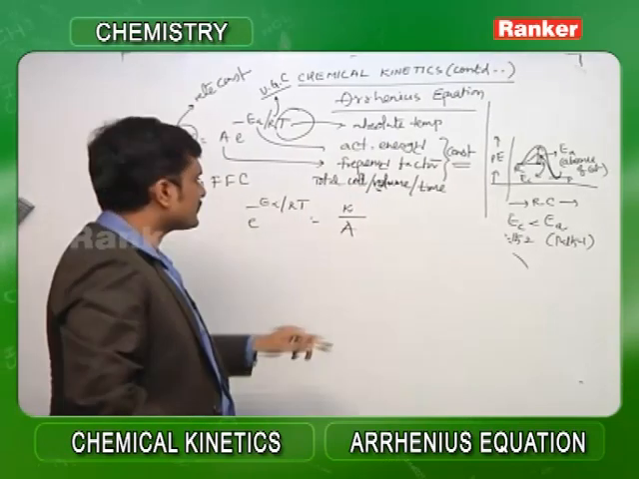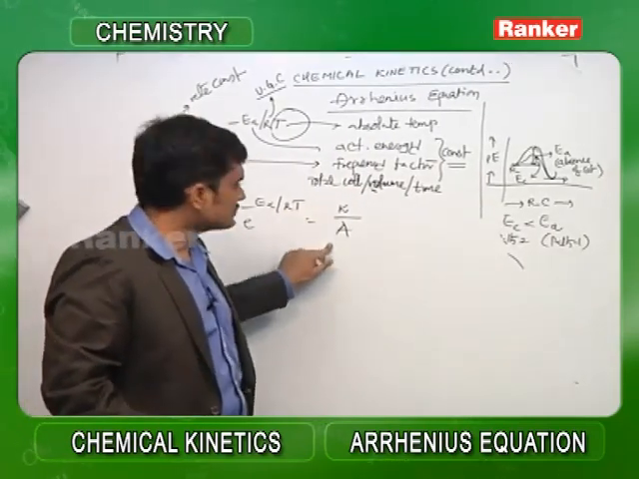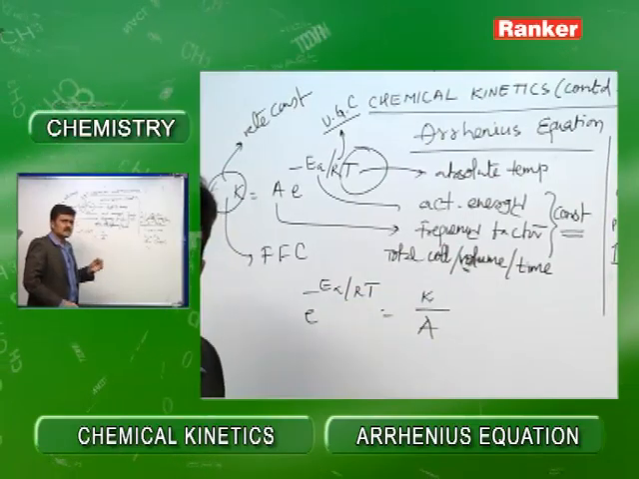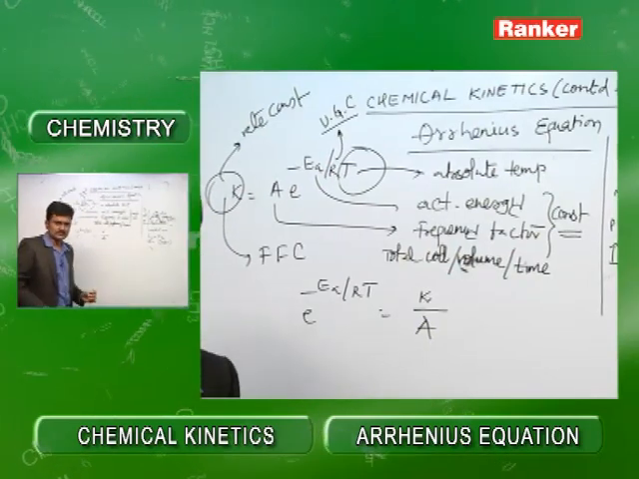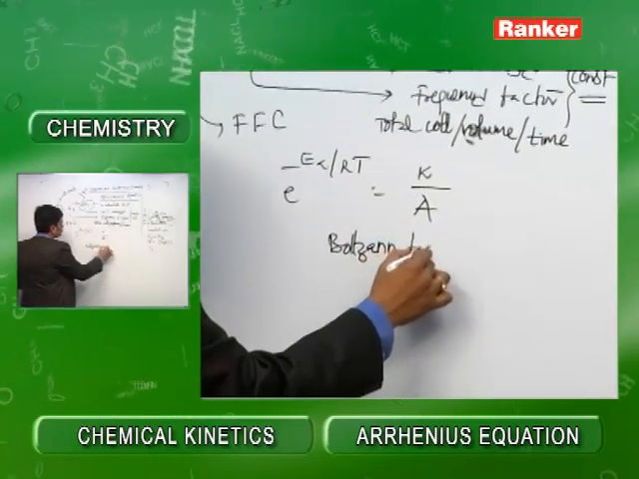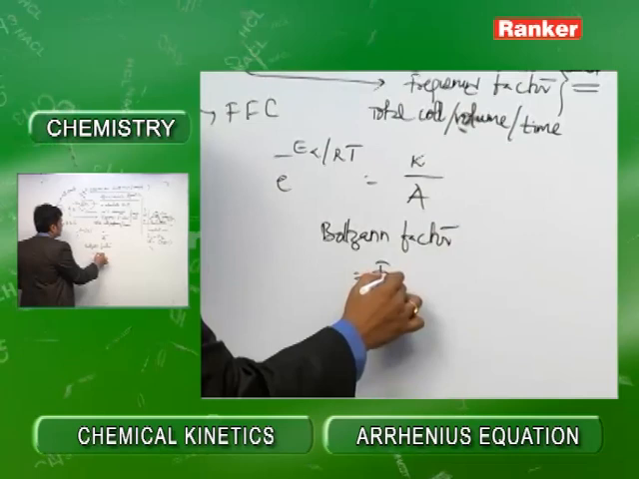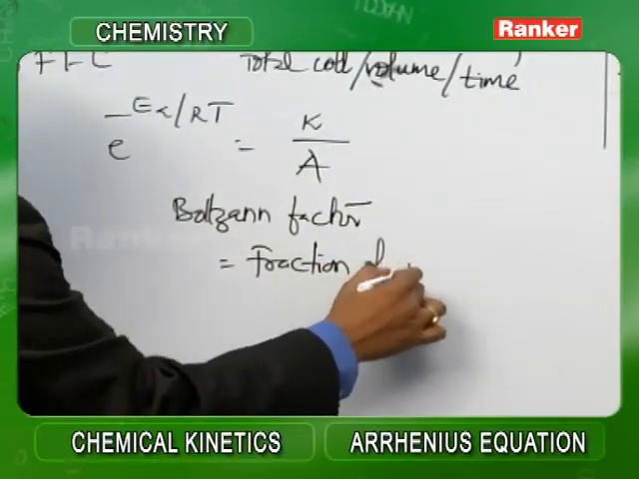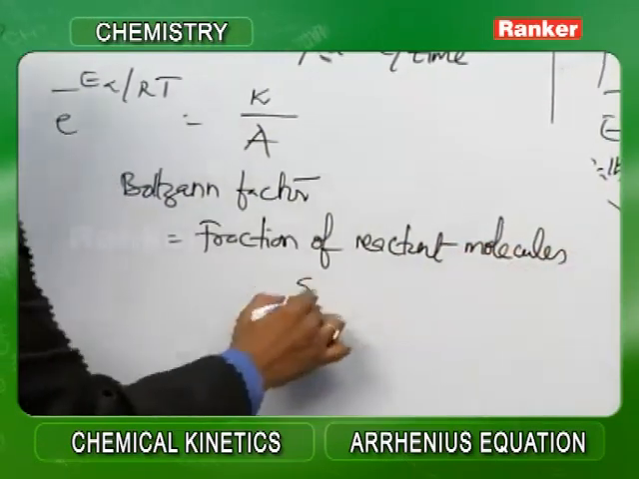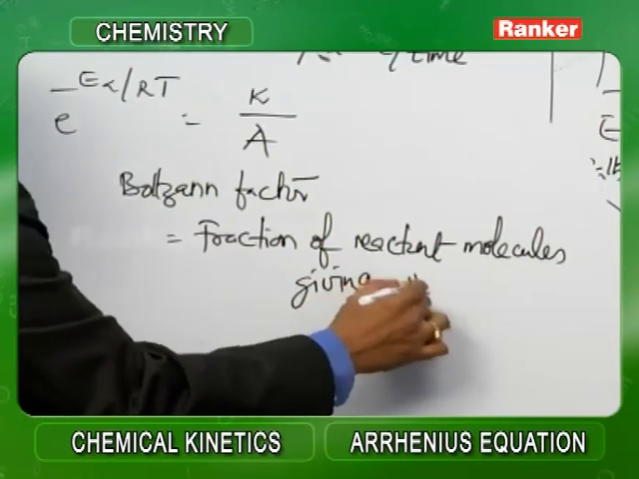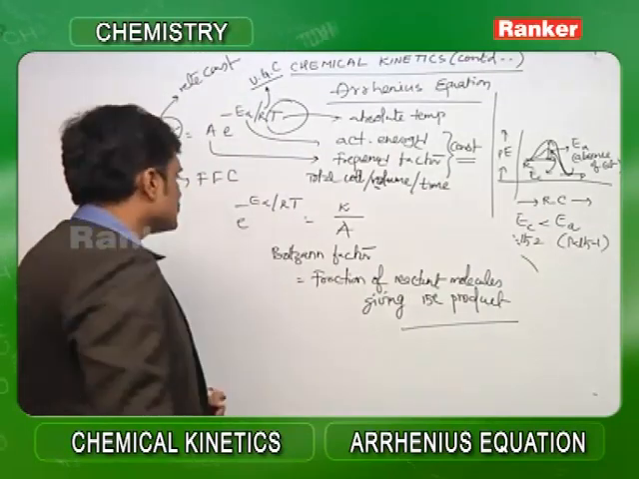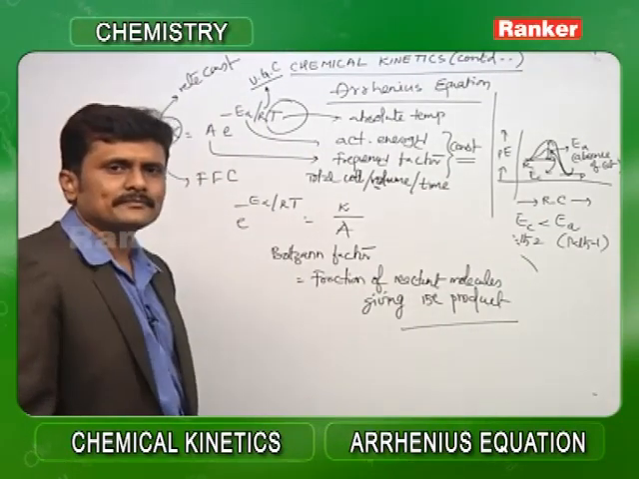will give you what? The fraction of the collisions. These are total number of collisions, and this is the fruitful collision. So this will give you the fraction of collisions that are crossing the E barrier or yielding the product, which is commonly referred to as Boltzmann factor, which will give you the fraction of reacted molecules giving the product. So most of the times the questions are asked about this Boltzmann factor also.